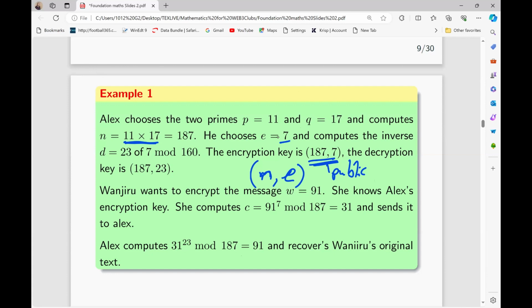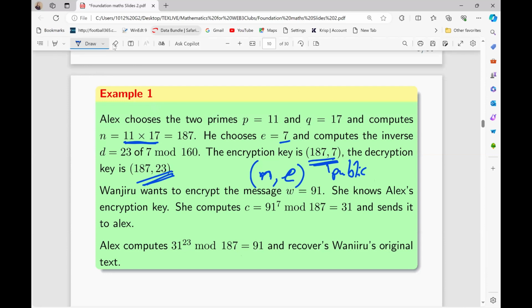And then this will now be his private key. He'll use this not to encrypt, but to decrypt the message. Let's say Wanjiru wants to send Alex a message, and the message Wanjiru wants to send is 91.